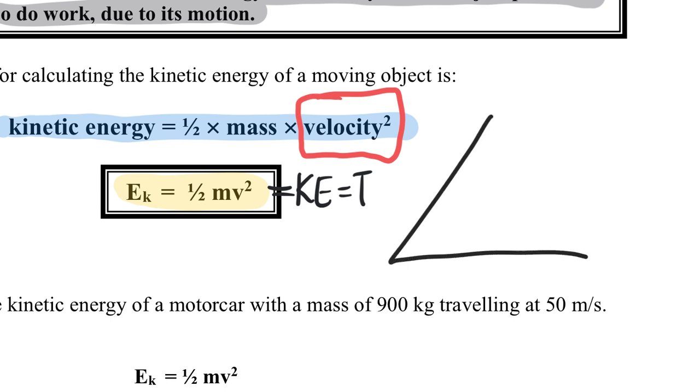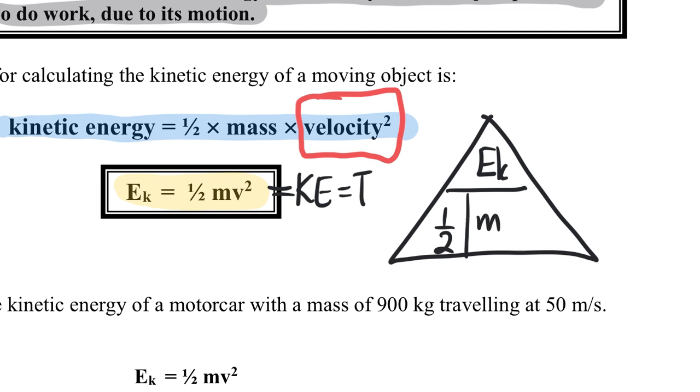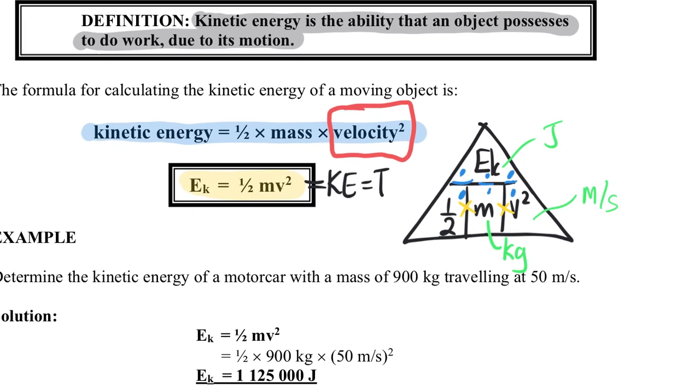So if we look at the formula triangle, we see that EK equals half times the mass times the velocity squared, where the vertical lines represent multiplication and the horizontal lines represent division as before. The units for kinetic energy are the same as for work and for potential energy. We are going to work with speed in terms of meters per second, and mass is going to be in kilograms.